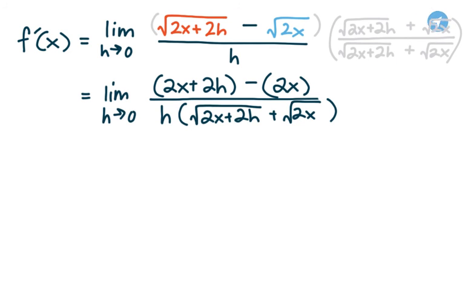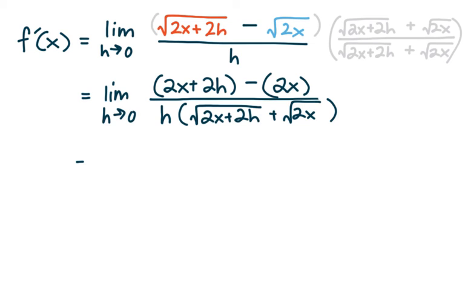Now, FOILing this should be easy, but if you do need to write out your 4 terms or maybe use the box method to help you organize, however you can get this multiplied, you need to be able to do that successfully. And you've taken algebra, so that's really just an algebra problem.